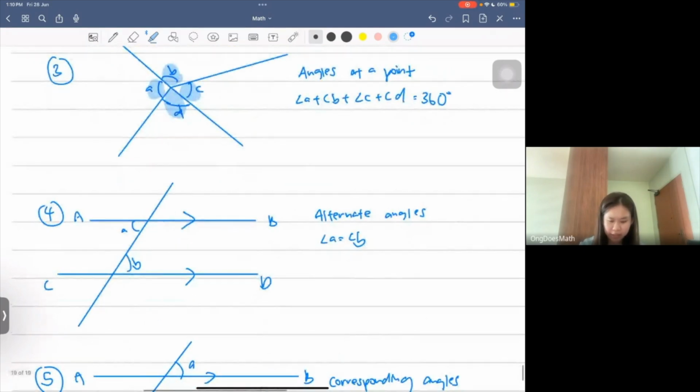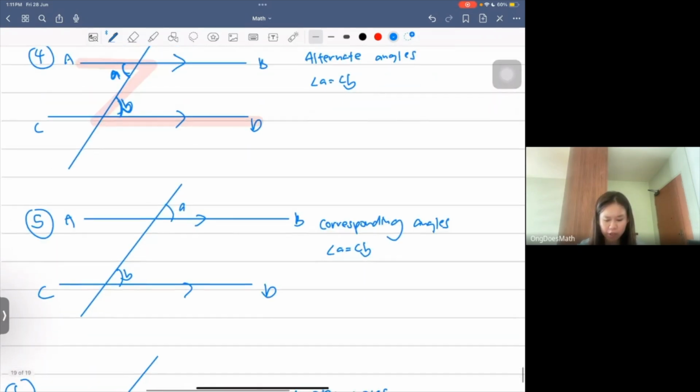Next, alternate angles. So usually for this, you look out for the Z. This is the Z you are looking out for. Basically, there are 2 parallel lines, and that's why you get this Z shape. So alternate angles just means that the angles inside the Z are equivalent to each other, which means that angle A is equivalent to angle B.